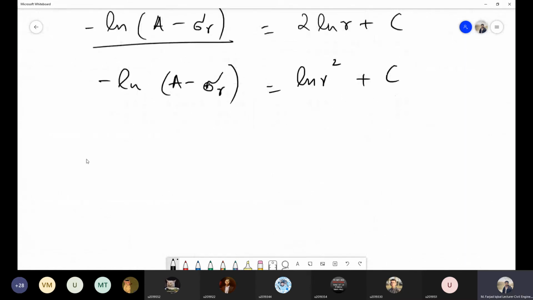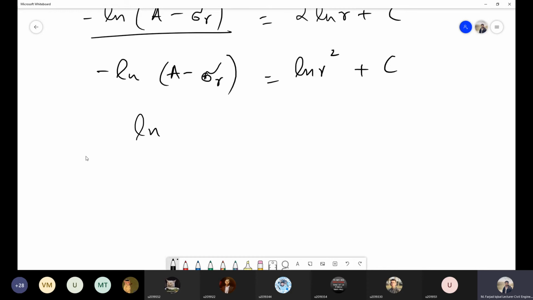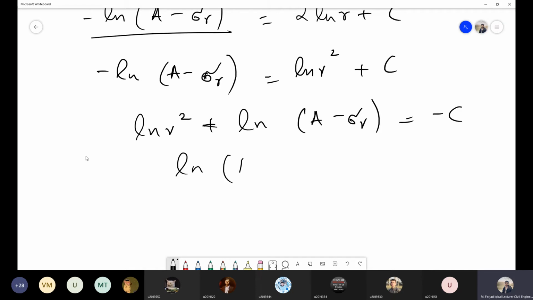Now, if I briefly simplify this one further, I will get log natural r square plus log natural a minus sigma r, and that will be equal to minus c. So I have taken this minus side on the right side and moved these two terms together. Now again, if I apply the property of the natural log, that means if we have the sum between the two logs, we can also write them as a product of these two terms. That will be a minus sigma r into r square, and this will be equal to minus c.